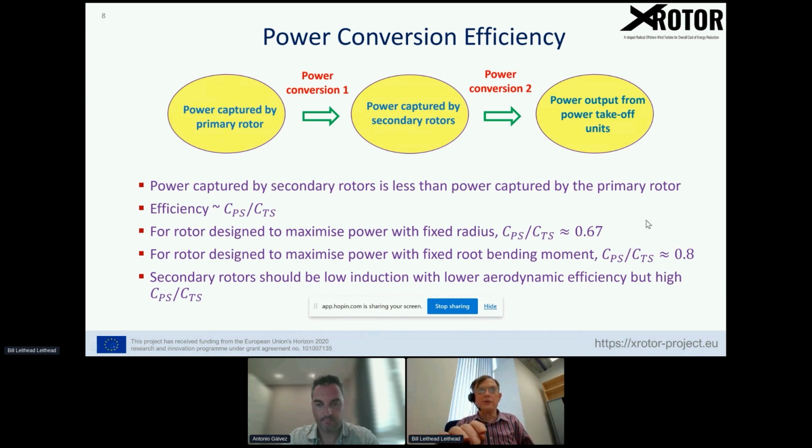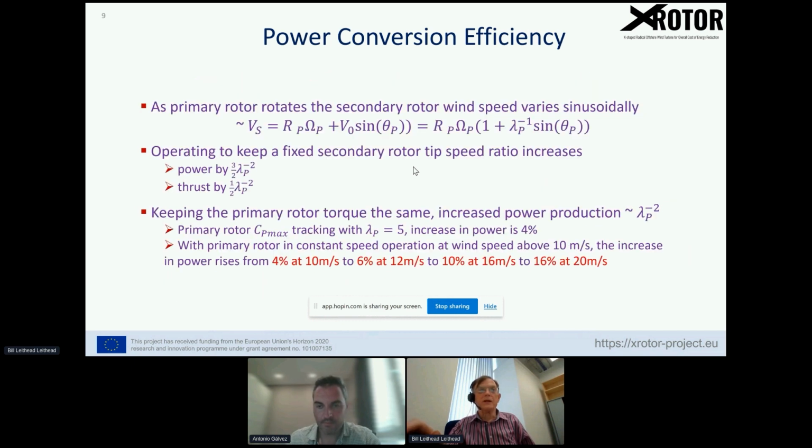So we can improve this first power conversion from the primary rotor to the secondary rotors by a very non-conventional design of the secondary rotor. There's another thing that's interesting, of course, whereby you get extra energy capture. If you think about it, the secondary rotors go into and out of the wind, so they're seeing a sinusoidally varying wind speed.